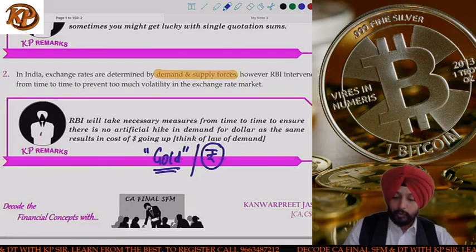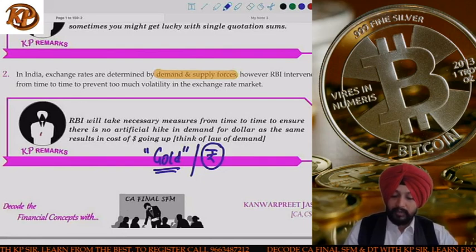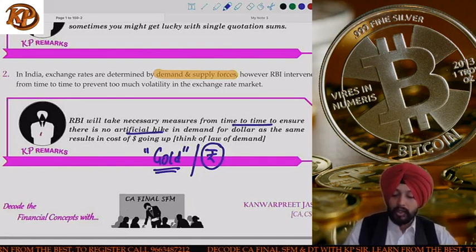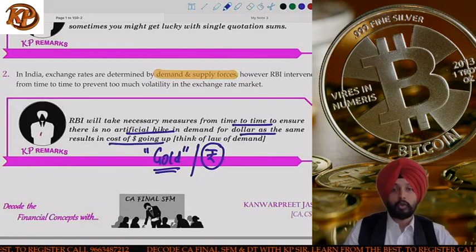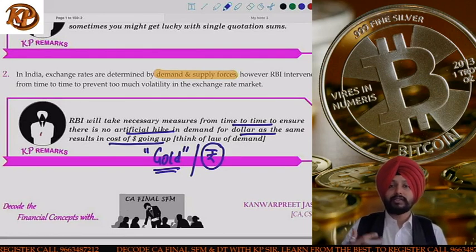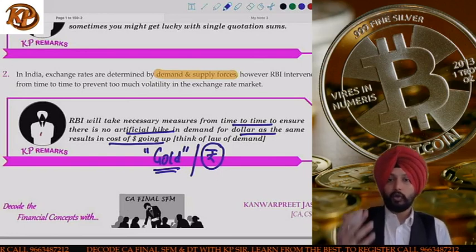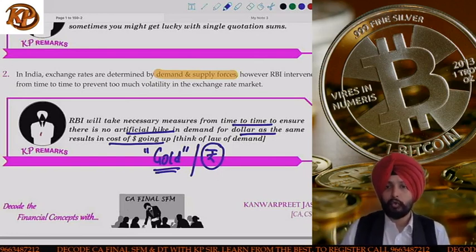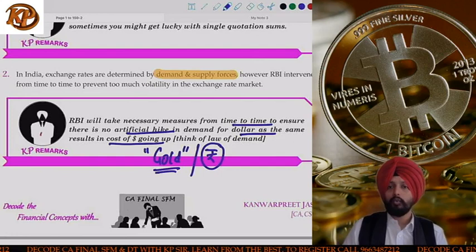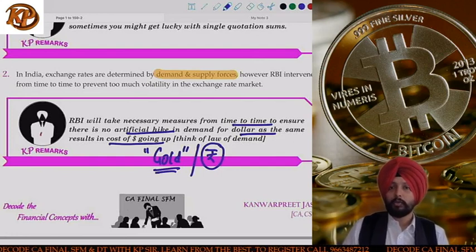Okay, so let's read it now. RBI will take necessary measures from time to time to ensure there is no artificial hike in demand for dollar, as the same results in the cost of dollar going up. Anything which results in unnecessary demand for dollar going up, whether it's import of crude oil or import of gold, whatever it is, we will try to put some restrictions.